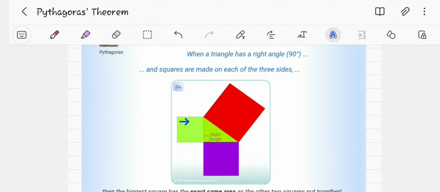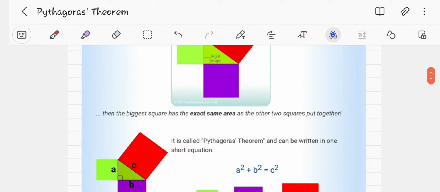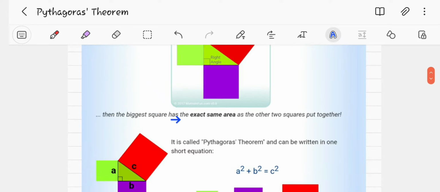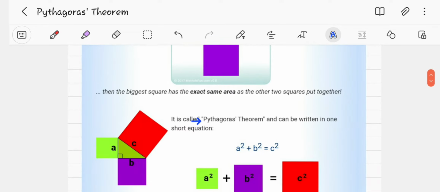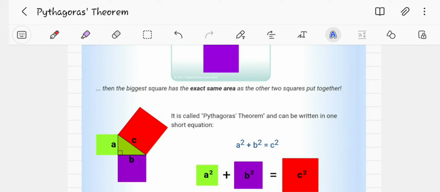When we do that, as you can see in the green and the purple area, it says that the biggest square has the same exact area as the other two squares put together. So this red square has the same area as adding the green square and the purple square together. And that is what is called Pythagoras' theorem. That's the principle behind it.